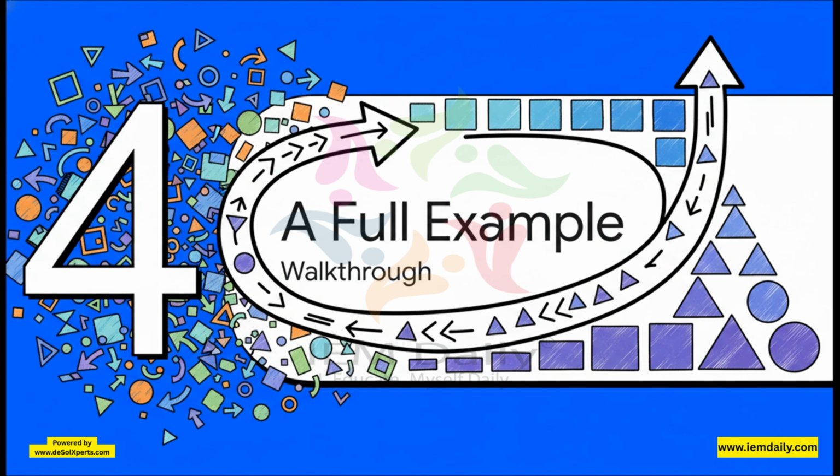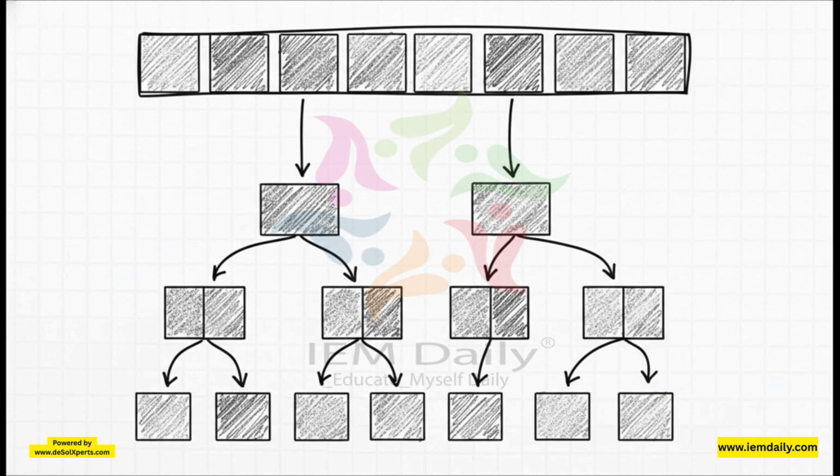All right, theory's great, but I think it's time to see this thing in action from start to finish. Let's trace our original list of numbers through this whole process, from the chaotic mess it started as to the final, beautiful, sorted list. The best way to picture this is to think of it like a tree.